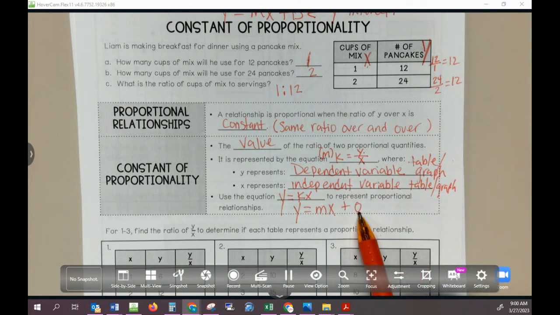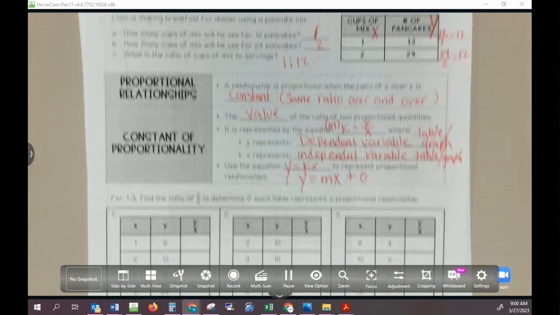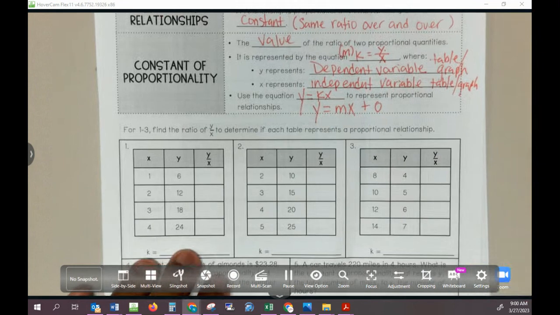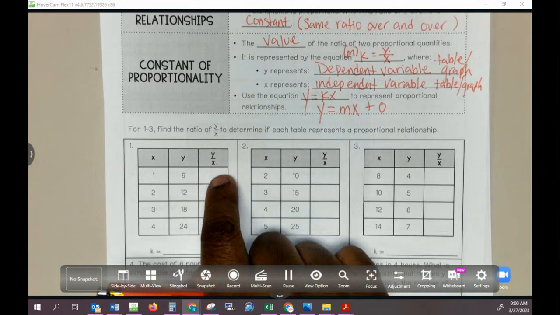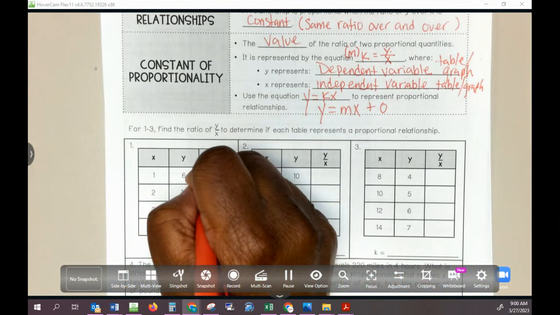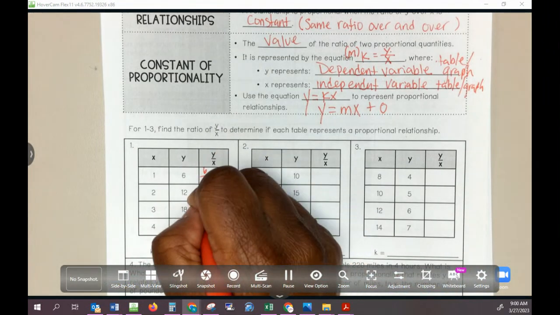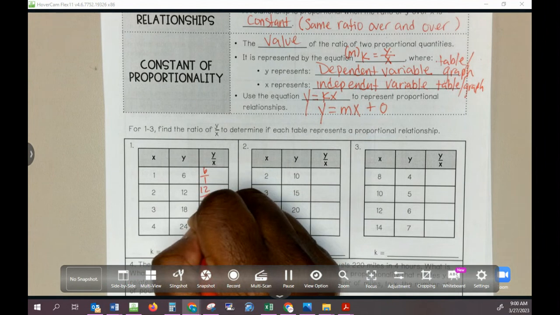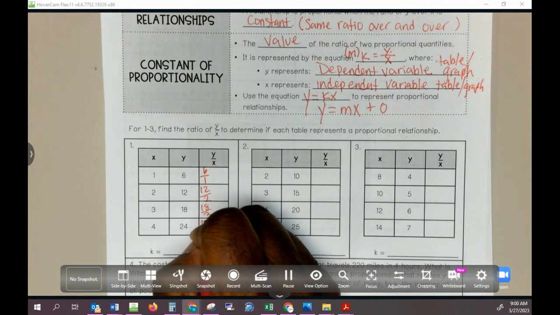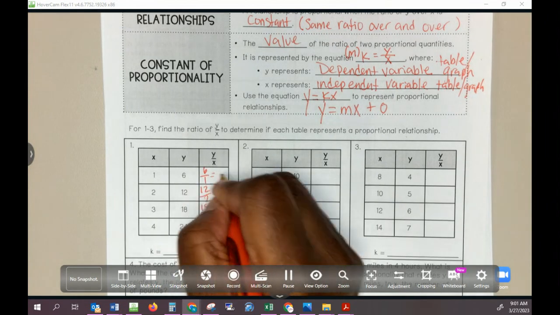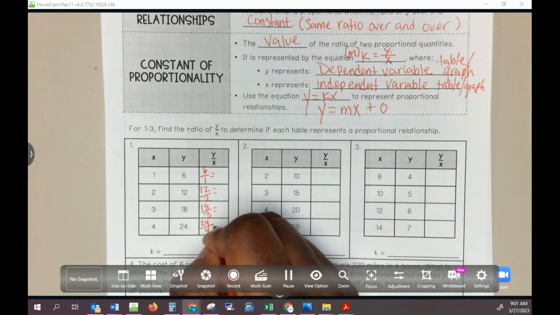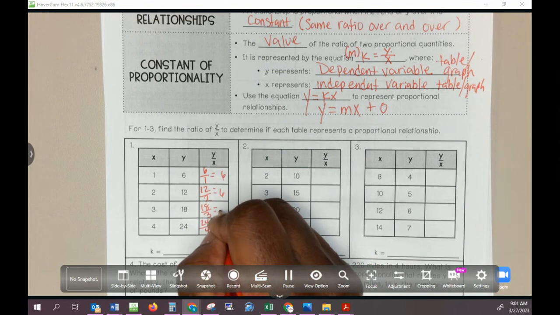I'm going to go through 0, 0, the origin. So this is what that really means in retrospect. So we're going to jump down and talk about it on the table and what that looks like. So what we're doing is really just going y over x. So we'll say 6 over 1, 12 over 2, 18 over 3, 24 over 4. And what you will find is that they all will simplify to be the same thing, which is just 6.